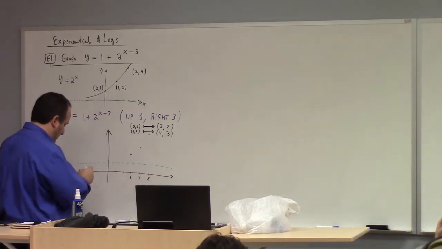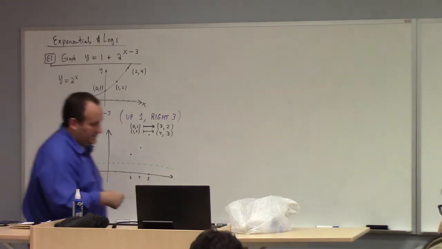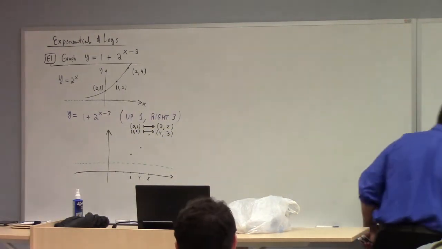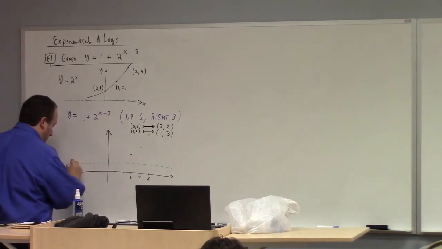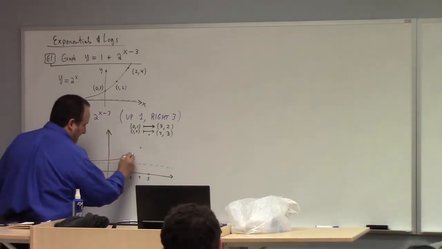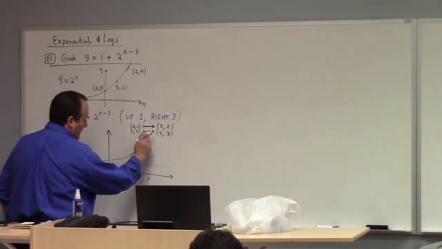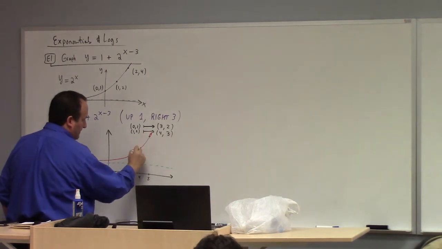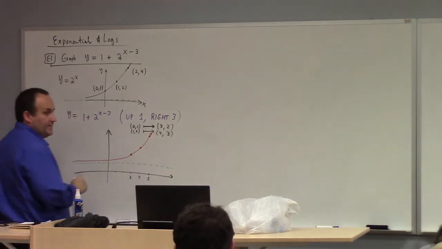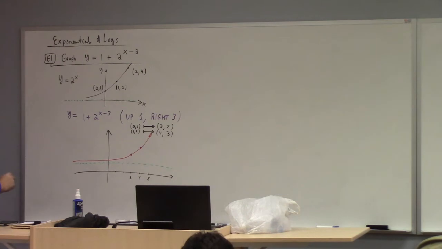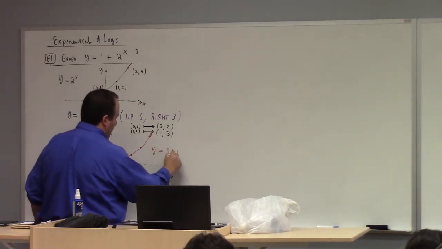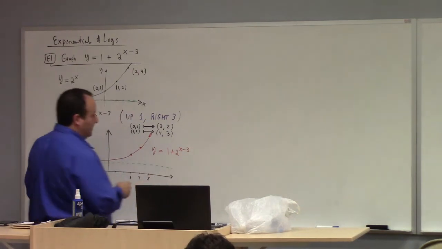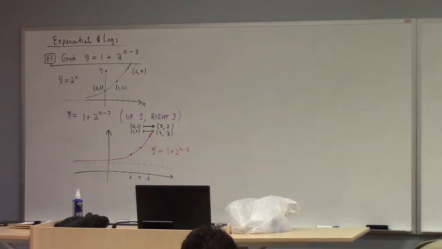So something like that is the graph, and it looks kind of sort of like this. I was trying to hit that point, but you get the idea. Okay. So there's your y equals 1 plus 2 to the x minus 3. Now, if I call this thing f of x, what's the domain and the range of f?